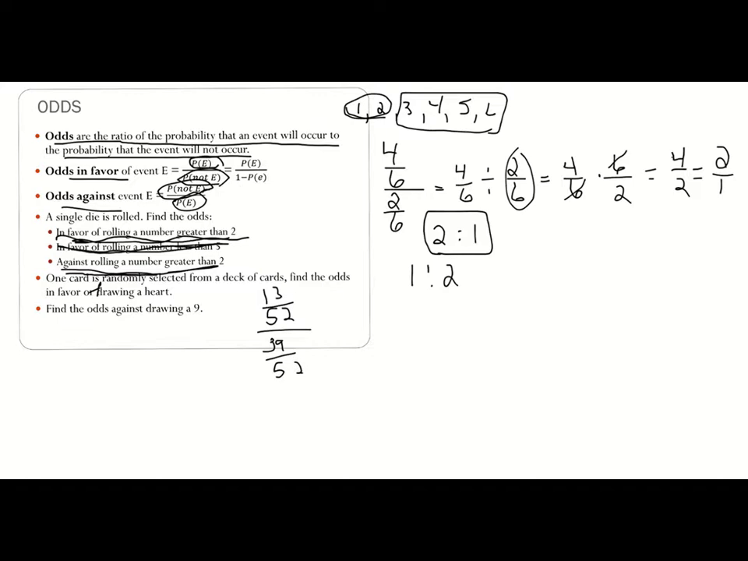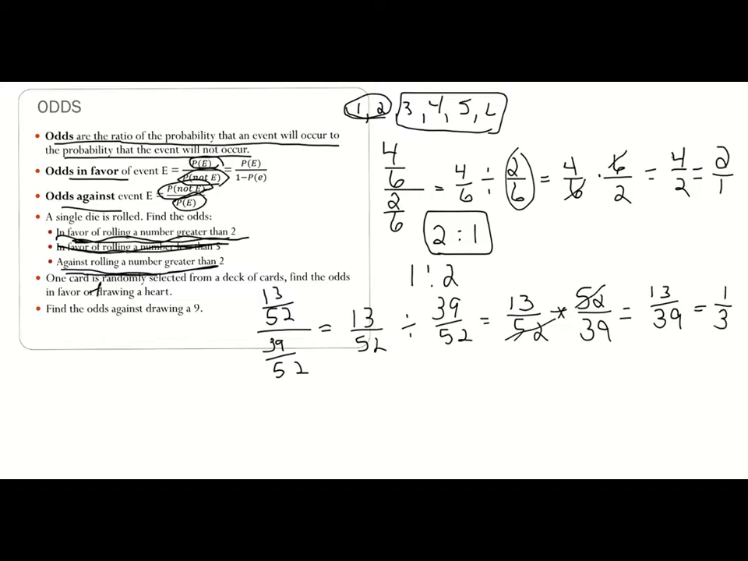So now we're going to do our division. We have 13/52 divided by 39/52. We'll keep the first fraction as it is, change my division to multiplication, and take the reciprocal of the second fraction. You'll start to notice here, those denominators you can cross simplify. We end up with 13/39, which gives me 1/3.